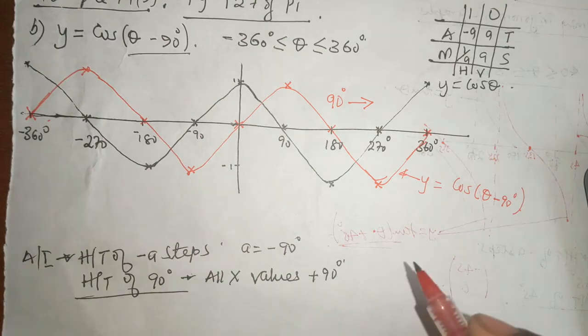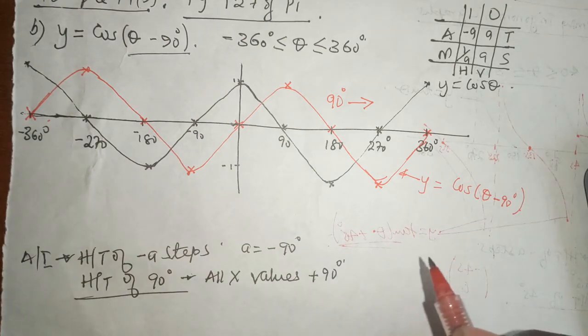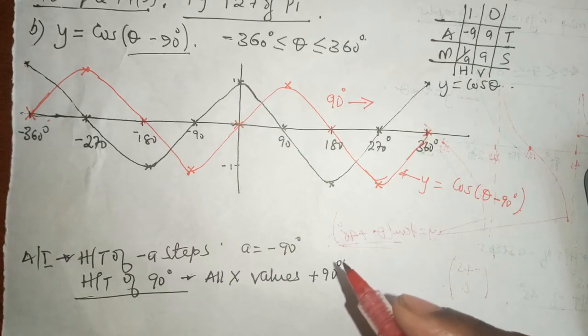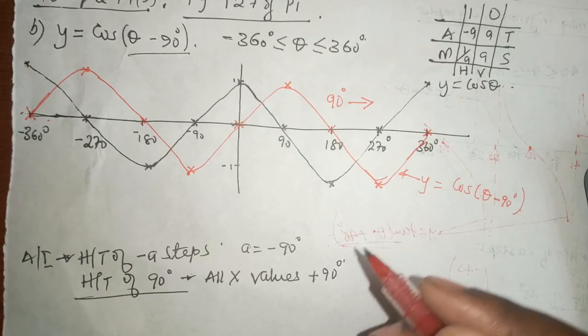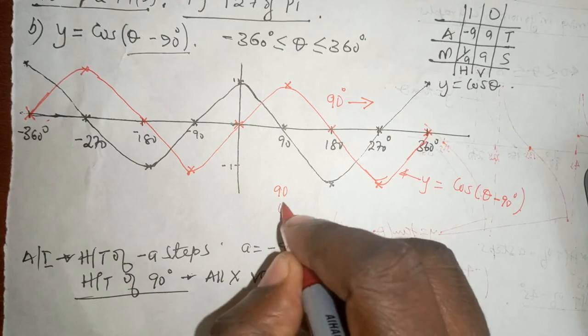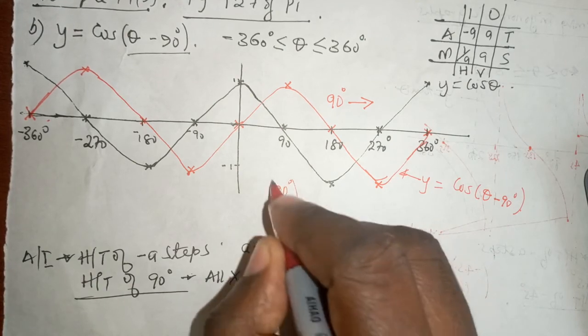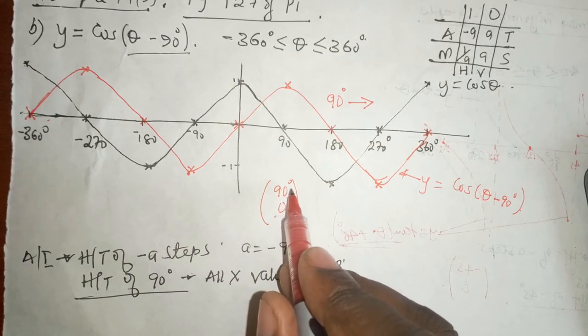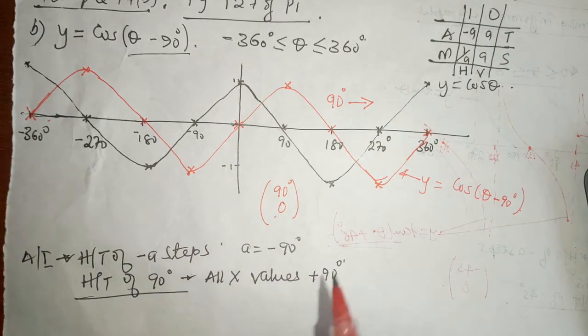Of course, if you would want to explain this in vector notation, it's going to be translated by the vector (90, 0). That means 90 degrees along the x-axis and 0 along the y-axis. And that is just like what you're supposed to have done.